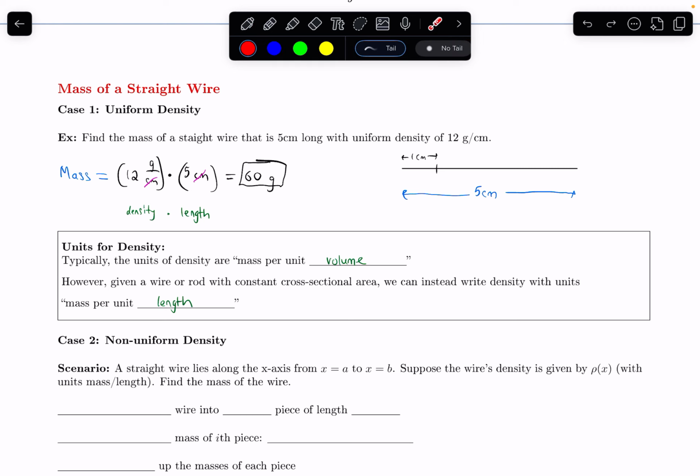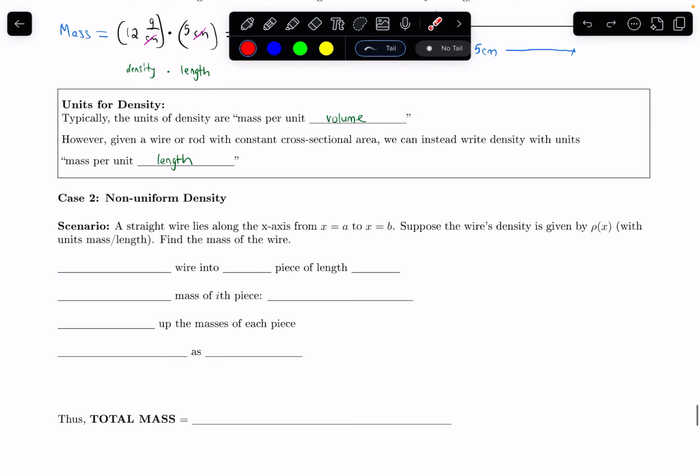Okay, so now let's talk about a more interesting case. What if the density is non-uniform? What if it changes along the length of the wire? Okay, so what if now I have a straight wire that lies along the x-axis from when x is a to when x is b. I'm going to start off by drawing a picture of the x-axis. I will just draw my x-axis like this. And the wire portion we're interested in starts when x is a up until when x is b. So we are interested in finding the mass of this portion of the wire.